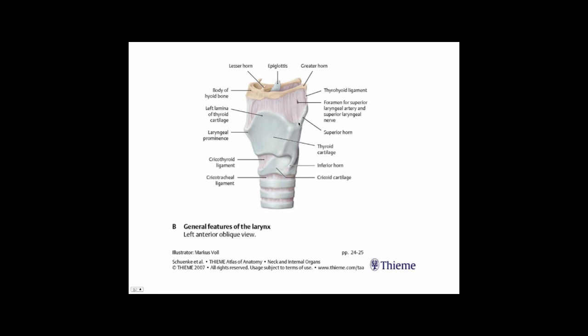So your thyroid cartilage is attached to your hyoid bone through the thyrohyoid ligament, with the horns of your hyoid and your thyroid articulating. Similarly, there is an articulation between your cricoid and your thyroid cartilage.